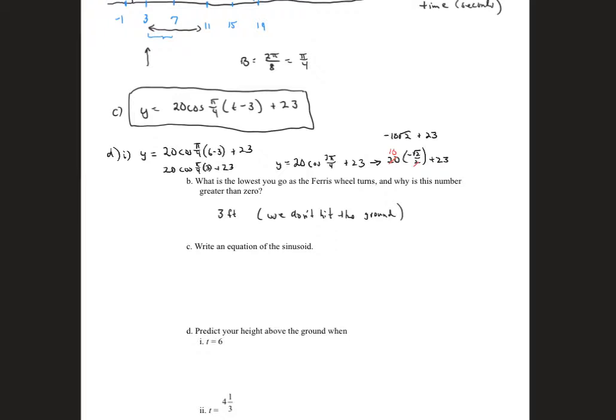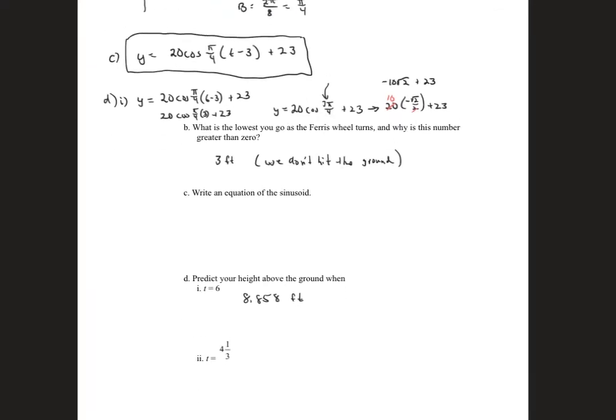I think at some point, and this is probably that point, we're going to have to put this into our calculator. If you throw that into your calculator, then I believe we're going to get 8.858, and that's going to be feet. And so our height after 6 seconds is going to be 8.858 feet above the ground.